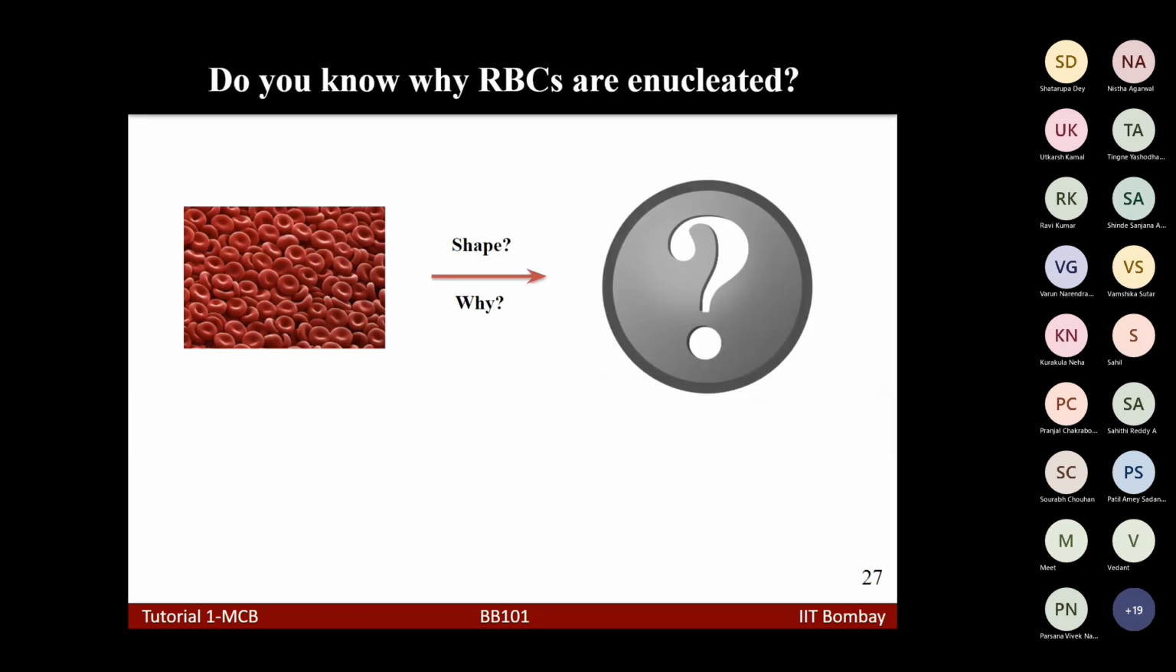Okay. So the first question is, one of the most interesting facts is that we have one kind of cell that is enucleated. RBCs are the only cells that don't have any nucleus. So why don't RBCs have any nucleus? Is it related to its function? Can anybody guess? And one more question: what is the shape of the RBCs? I would like to have some guesses.